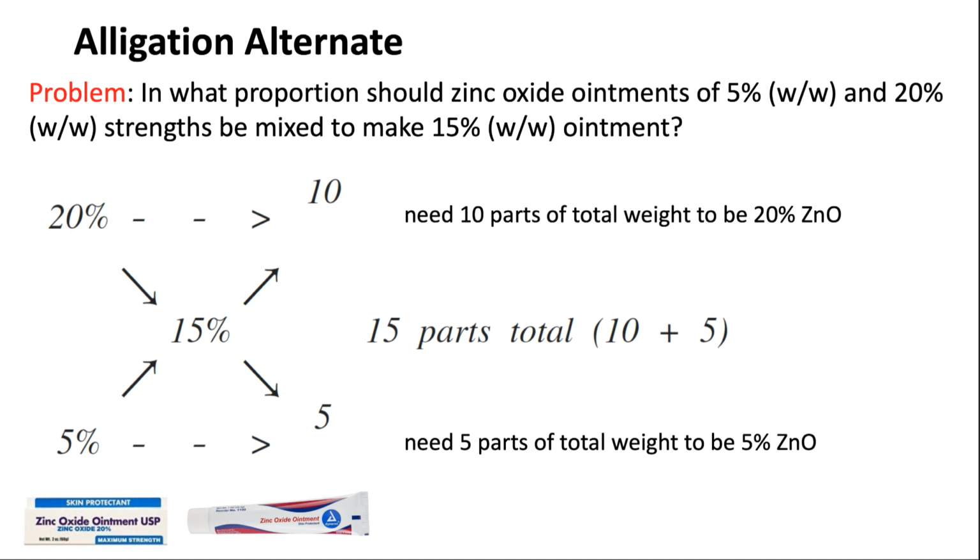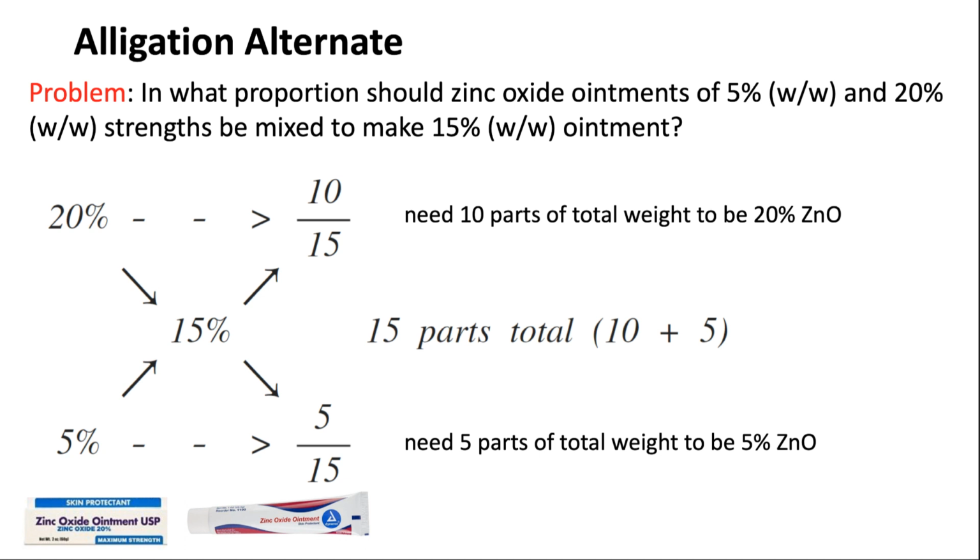So the final part to this question is simply to express the amounts of the 20% and the 5% as a proportion. And we said for the 20% concentration that we need 10 parts of the total weight to be 20%. So we need 10 out of a total of 15 parts to be 20% zinc oxide. Likewise, on the bottom, if we needed 5 out of the total number of parts to be 5%, then what we really mean is we need 5 parts out of a total of 15 parts to be the 5% zinc oxide.